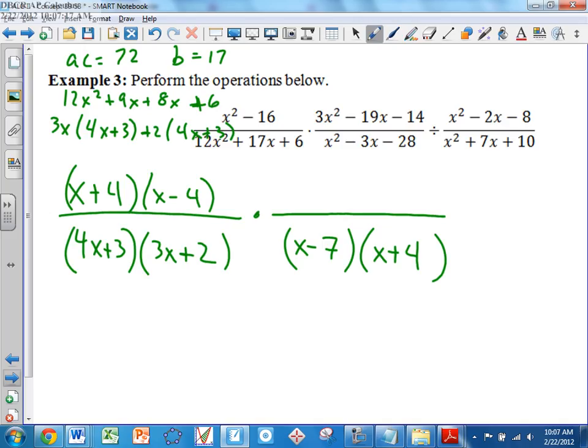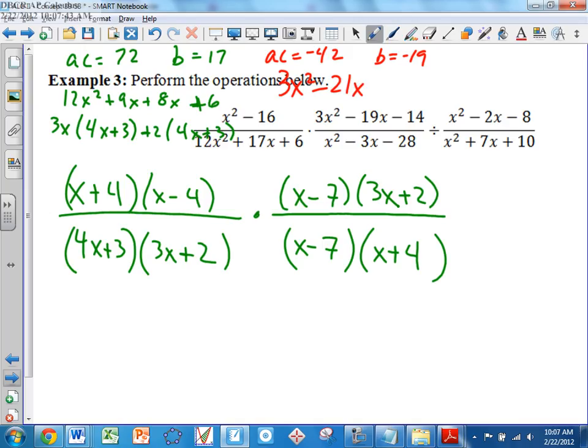Okay, the numerator here. You end up getting x minus 7 and 3x minus 2. Oh, sorry, 3x plus 2. Now, if you want to see the work, I will quickly put it up. AC turns out to be negative 42. B is negative 19. The numbers that give you that are going to be 21 and 2. Which one of them is going to be negative? The 21, because we want a negative sum. So 3x squared minus 21x plus 2x minus 14.